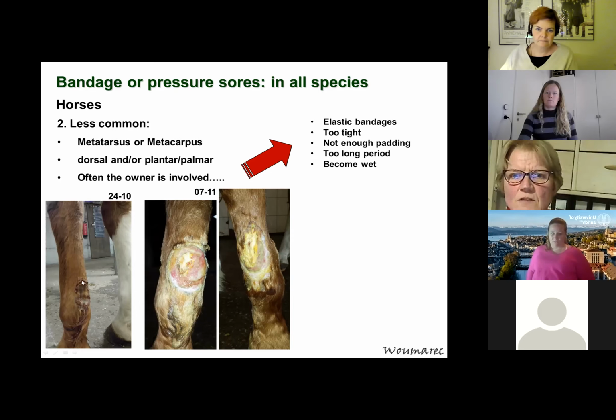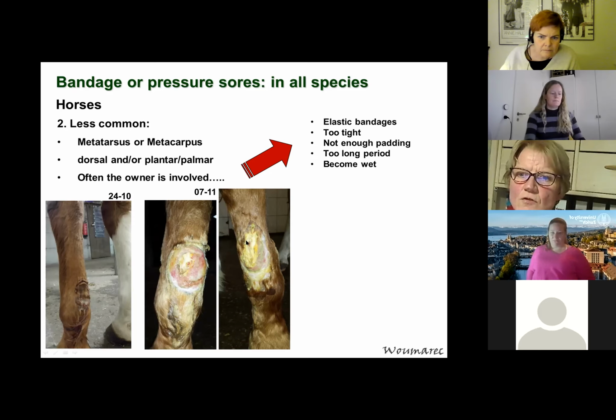This horse had not only a pressure sore at the palmar side of the leg, but also at the dorsal side of the leg. You see that at the palmar side, this side, a very big wound developed with involvement of the flexor tendon. And at the dorsal side, at this side, you see that there's also a big wound with a big part of the extensor tendon, which is necrotic and has to be debrided.